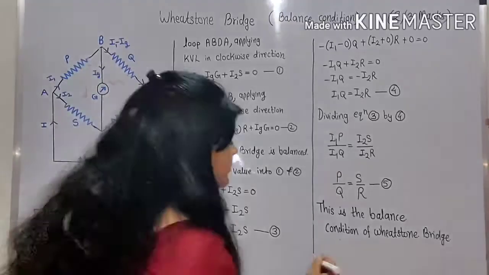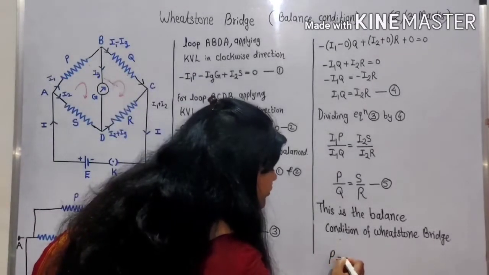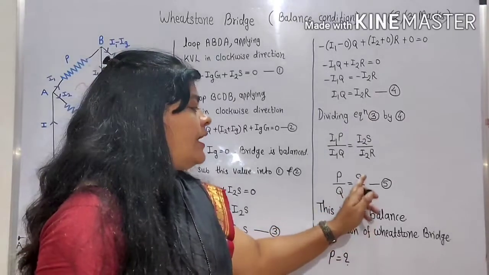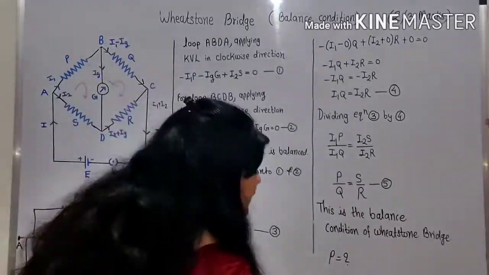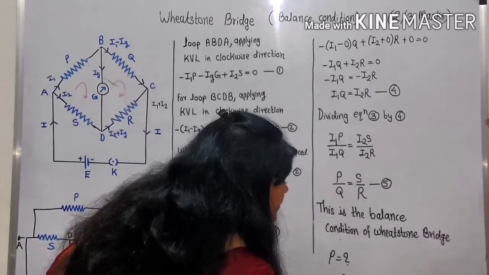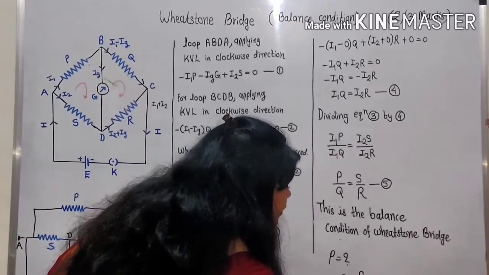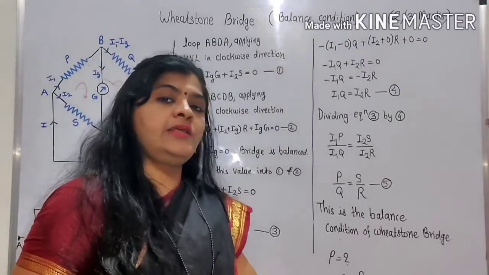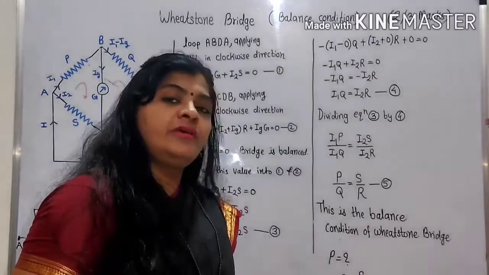Now see that if the value of P has to be calculated and P is not given, but Q, R, S are given, we can use the equation to find P. P is equal to S upon R into Q. Then substituting the values of S, R, Q, we can get the value of P here.